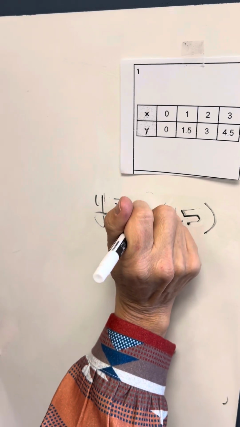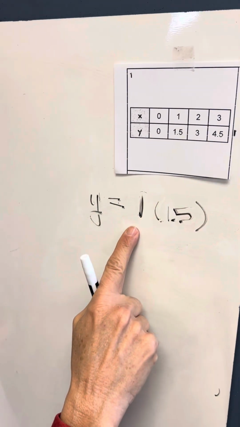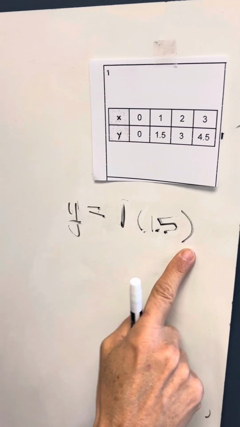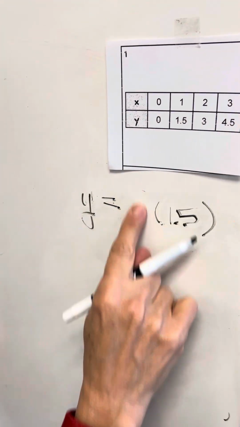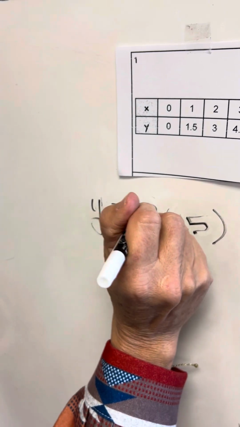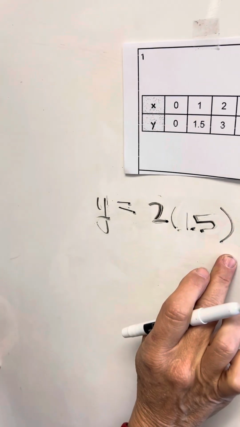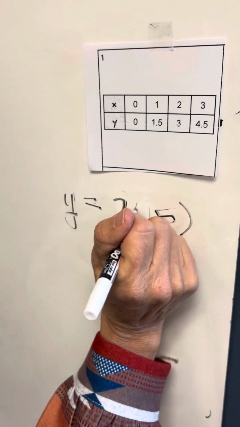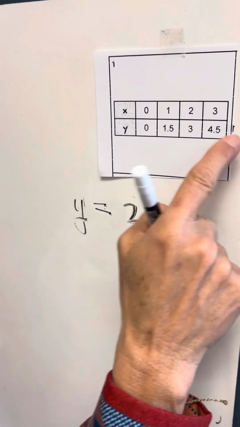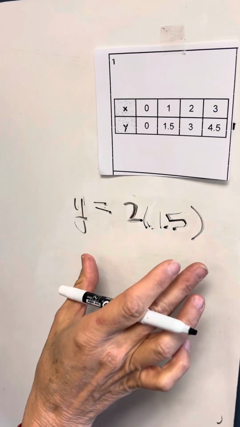Let me put a 1 in for the x. 1 times 1.5 is 1.5, so that's true. Let me try 2. 2 times 1.5 is 3, so that one is also true. So this table is a multiplicative table.